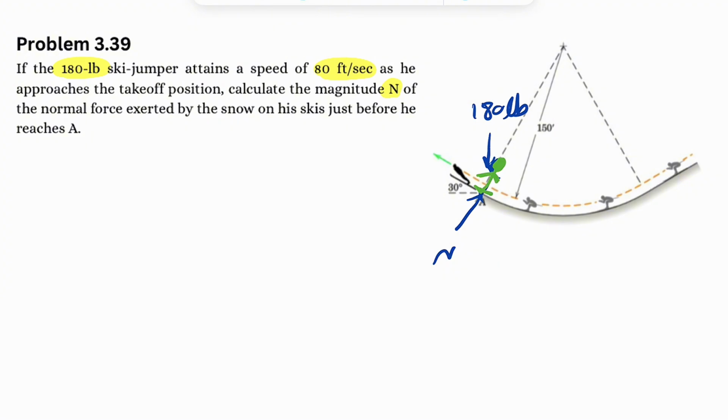And obviously we know that he has a speed of 80 foot per second. And we have some information about this angle, which is 30 degrees. And if that angle is 30 degrees, this one also is 30 degrees. And yeah, we can show our axes in here too. Let's call maybe this one T, and this is going to be our N axis.